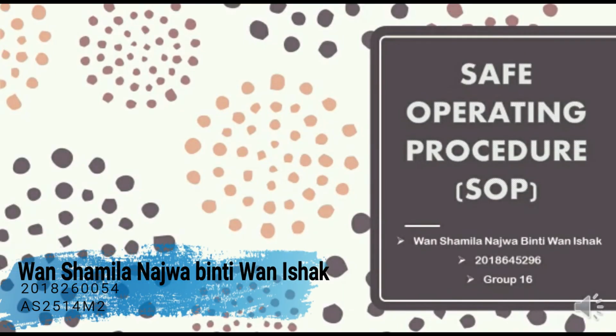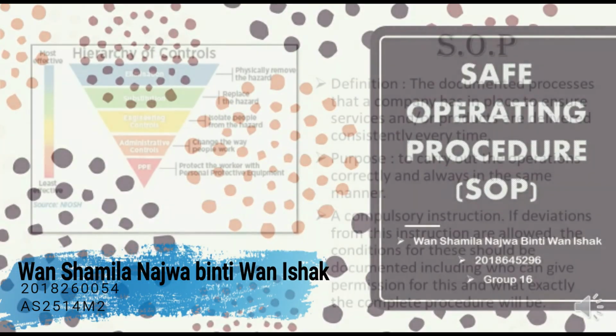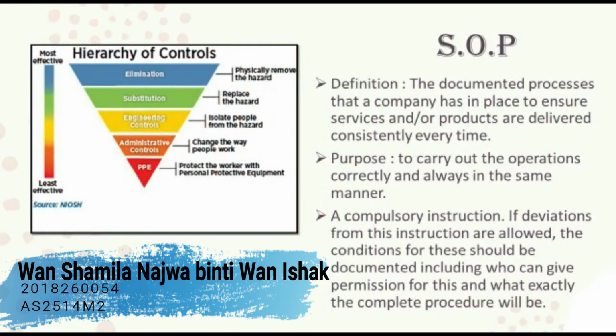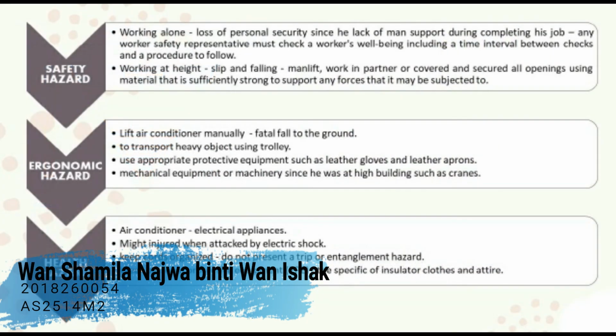Let's continue with Safe Operating Procedure, SOP. SOP is the documented process for a company to ensure service or product are delivered consistently every time. So it is compulsory instructions to carry out the operation correctly. Now we will take a look at the SOP for safety hazard, ergonomic hazard, and health hazard.